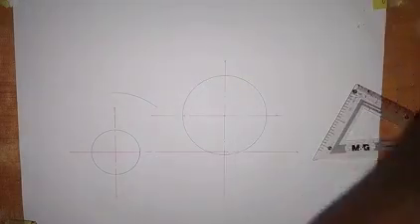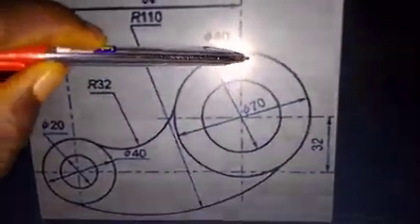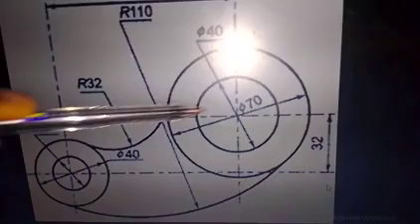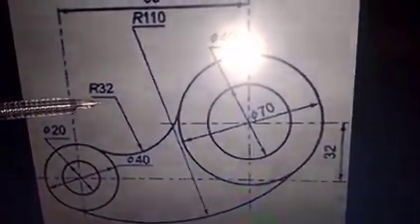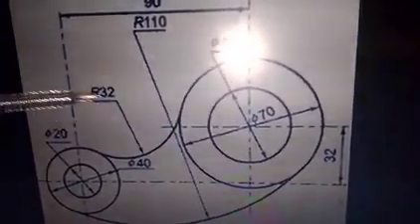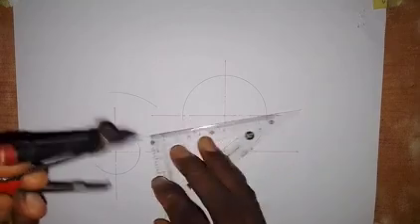Then the next is that we also come to this circle that we have here. The radius is 35. So 35 plus 32 will give us 67. So we take a measurement of 67 millimeters on the ruler with the compass.